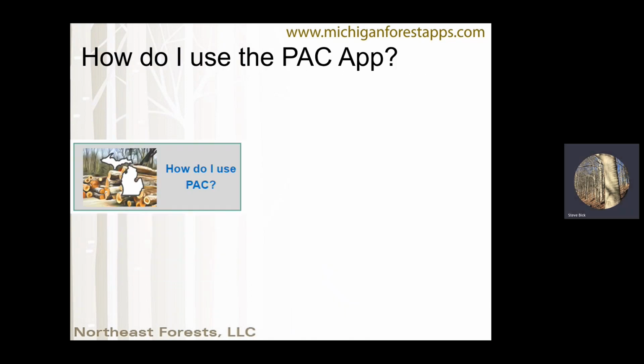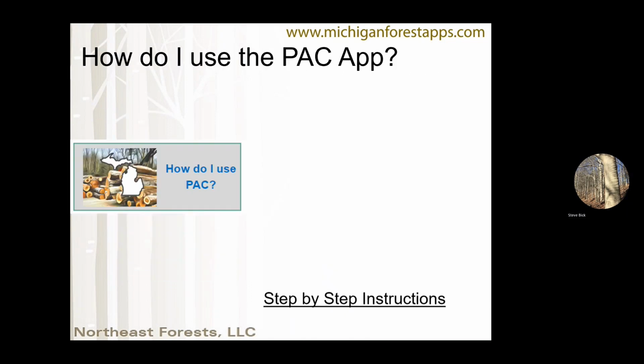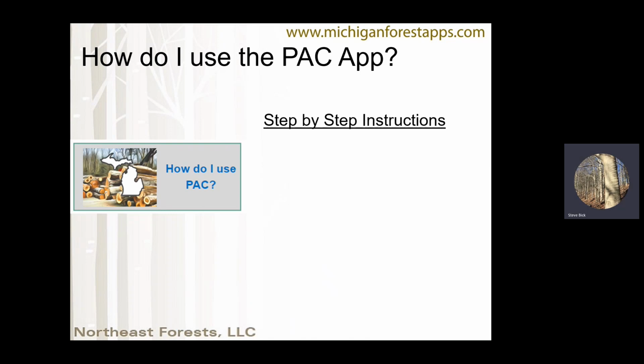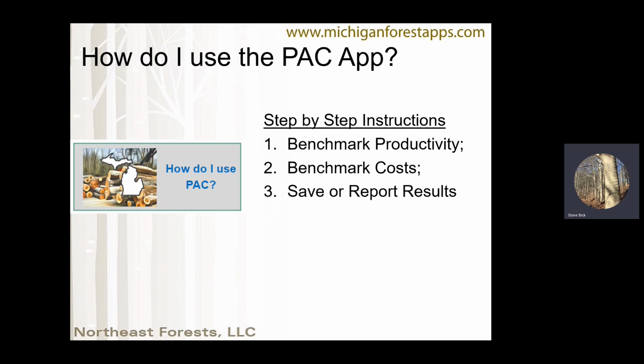So how do you use this PAC app? Well, let's go through some step-by-step instructions. The first thing you're going to do is benchmark productivity. It'll ask for some information. Next, you'll benchmark costs, and you'll probably go to your income tax return for some of that. Then you're going to have a report that you can save or share. I'm going to look at each of these steps in turn.